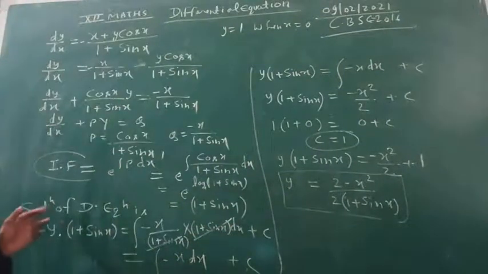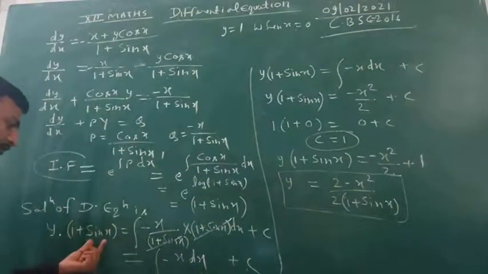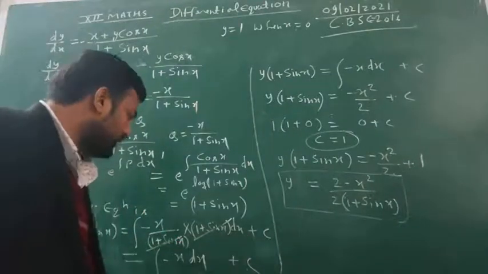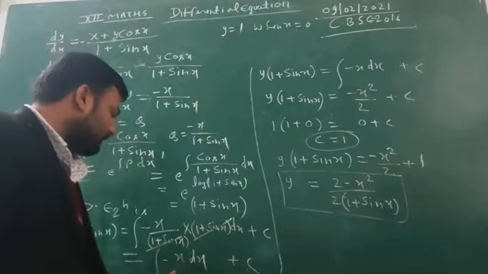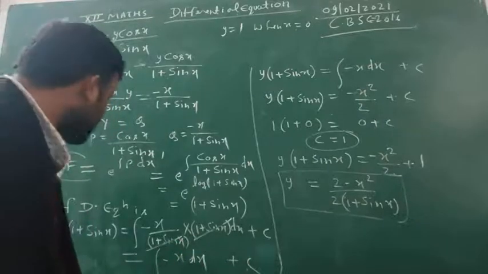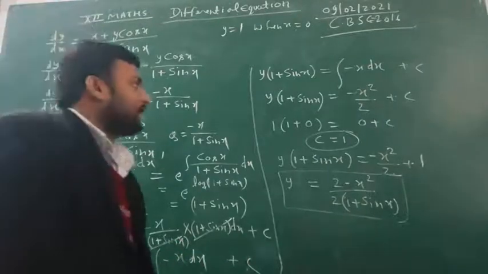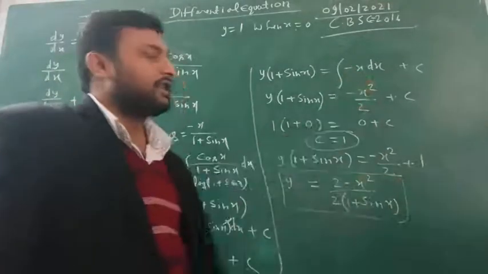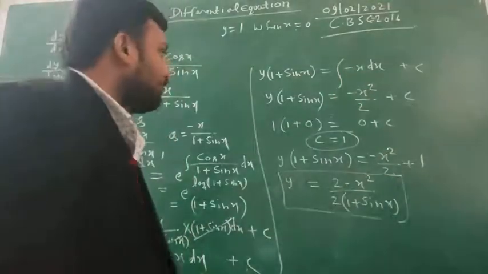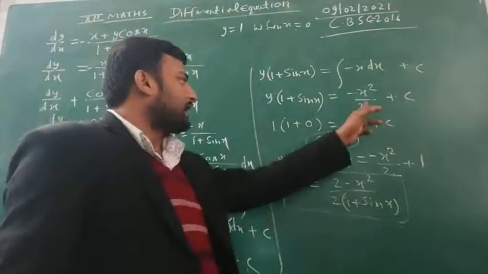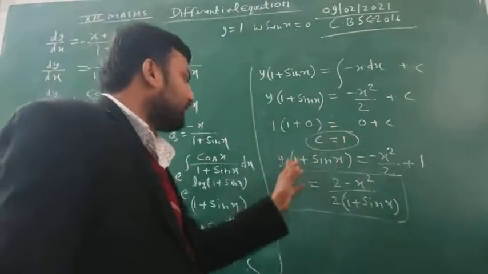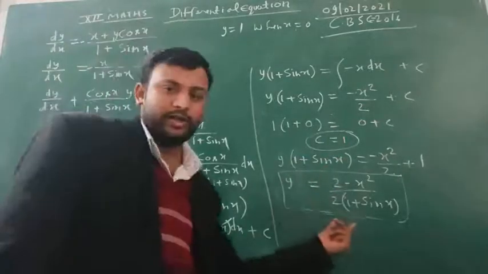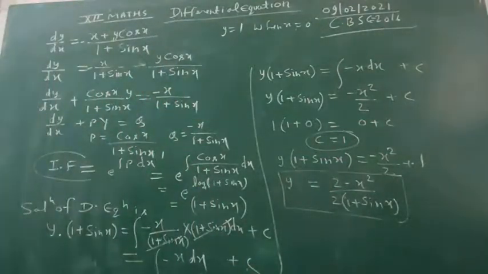Now students, the solution of the differential equation will be y into the integrating factor is equal to the integral of q into the integrating factor plus c. This part will cancel, we get x dx, so y times 1 plus sin x is the integral of x dx plus c, which is x square by 2 plus c. Here x is 0 and y is 1, so c is 1. So y times 1 plus sin x is x square by 2 plus 1, and that will be our solution. I hope you understand, students.